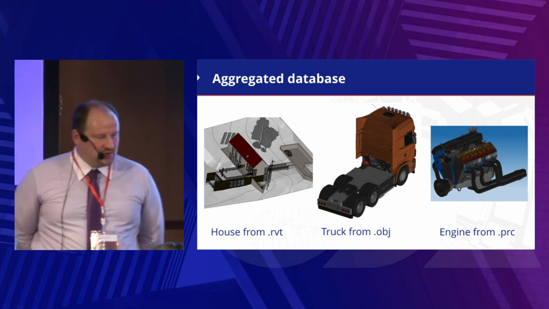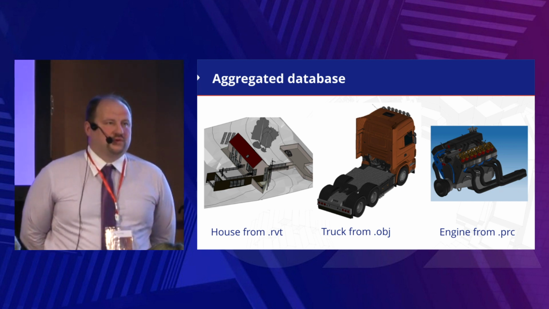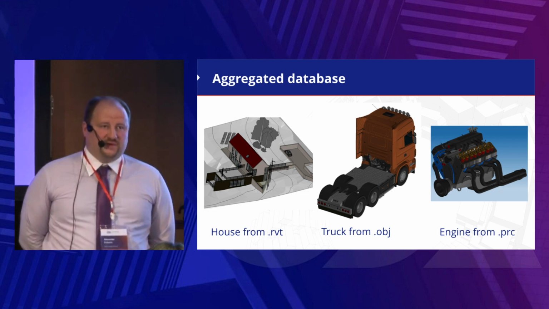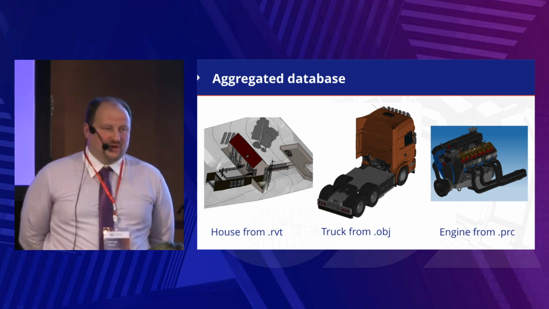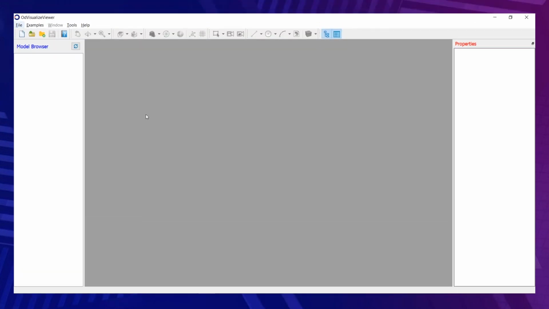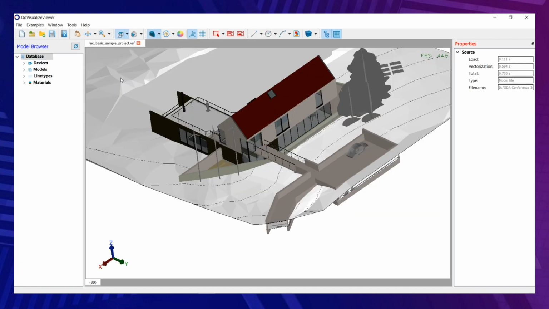As a natural continuation of the import functionality, we have implemented a feature which we called aggregated database. This feature allows mixing data from different formats in one graphics cache, or even in one view in one window. Now we will demonstrate how this can be done in a small demo. Here we will mix the data from the Revit file, then add data from the OBJ file, and finally add data from the PRC file.